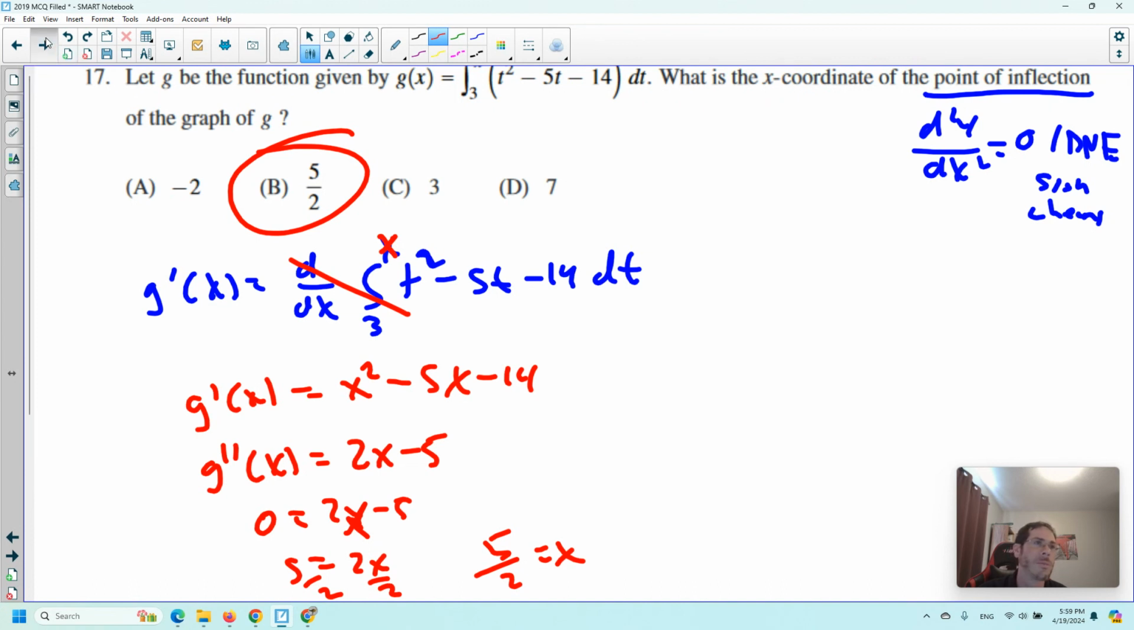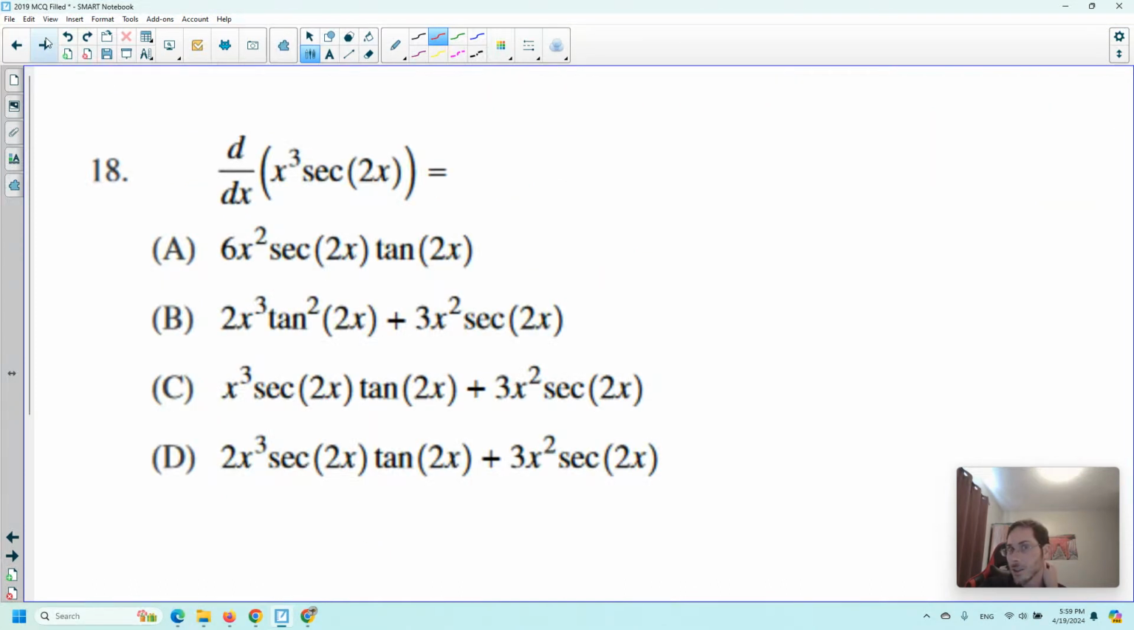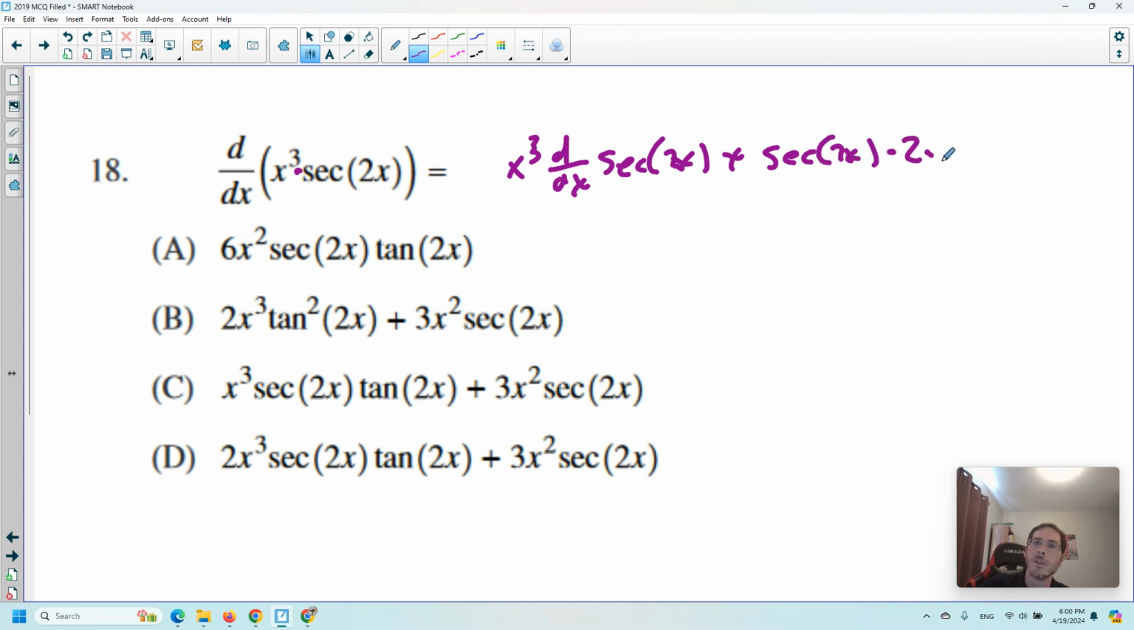We're going with it. All right, 18 on the derivative. X cubed times secant of 2x. All right. Product rule, because we're multiplying. First times the derivative of the second plus the second times the derivative of the first.